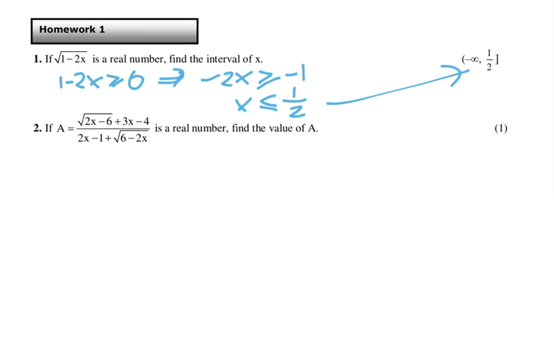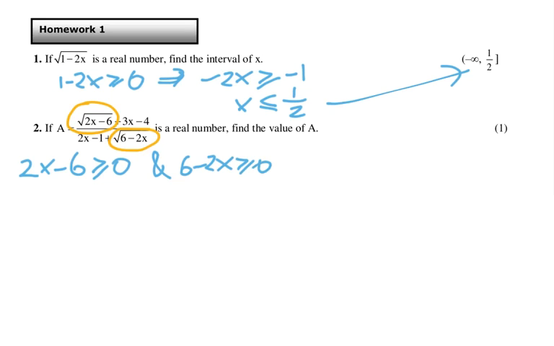So in question 2 we have the same sort of thing. We have two parts here. We've got this part and this part here where we have restrictions. So the restriction here is that 2x minus 6 must be greater than 0. The whole thing has to be a real number, and this must be true. 6 minus 2x must also be greater than or equal to 0.